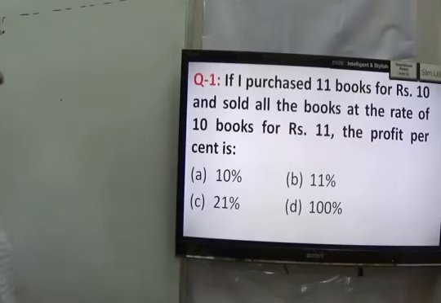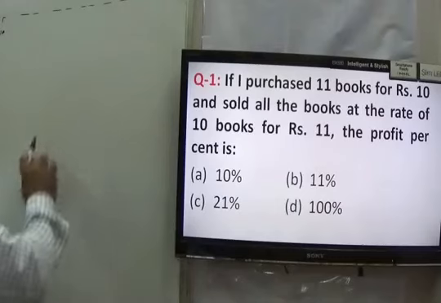The first statement is, it is given that I purchased 11 books for rupees 10 and sold all the books at the rate of 10 books for rupees 11, right? We have to find the profit percent. So in order to answer this question, we have two approaches.